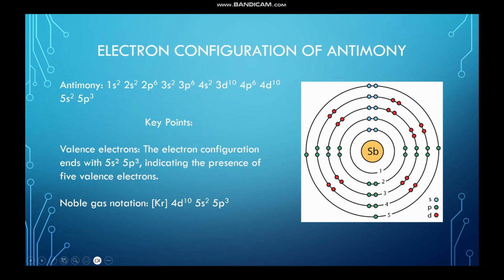Now we have the electron configuration of antimony, even longer, and some key points with this. We have 5 valence electrons in the outermost shell, as you can see in this diagram here, and we can shorten that with our noble gas notation listed right here.